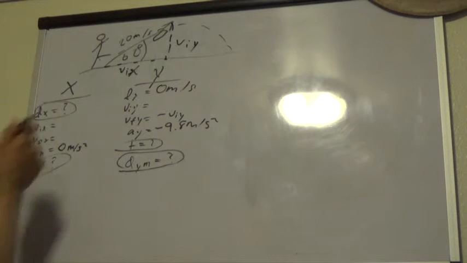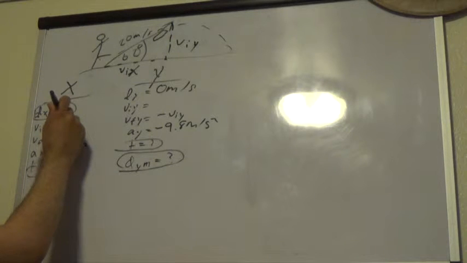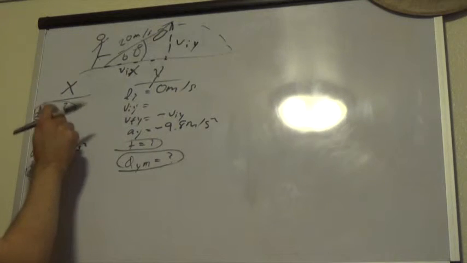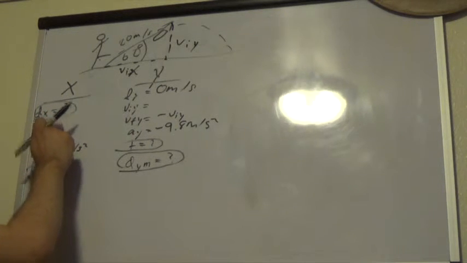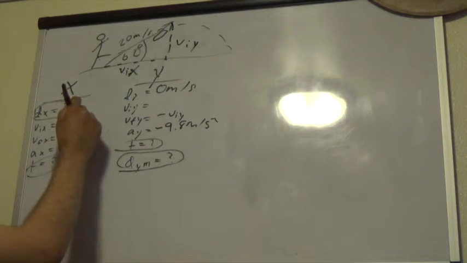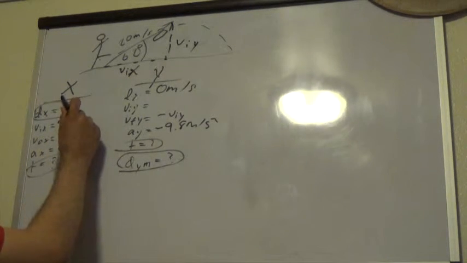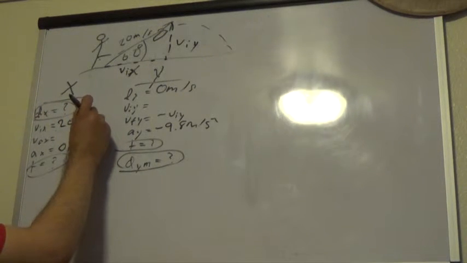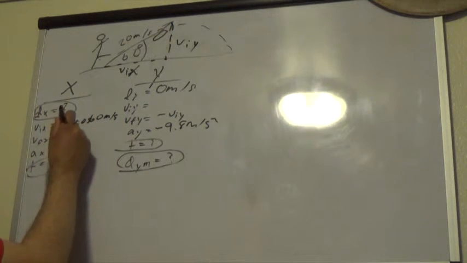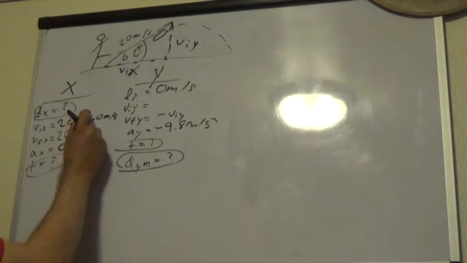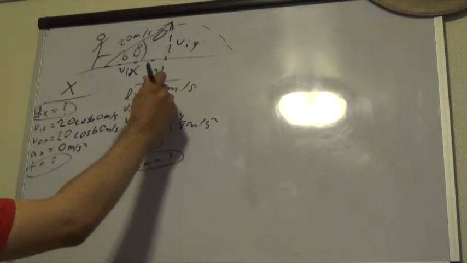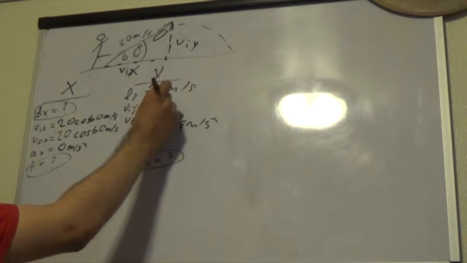Now, anyway, using vector components, we can find that the v initial of x is going to be 20 times the cosine of 60, and the v initial of y is going to be 20 times the sine of 60. Now, since the acceleration is 0, v initial x is going to equal v final x. And we already know that v final y equals negative v initial y. So now we have both the v initial and v final of both of the velocities.